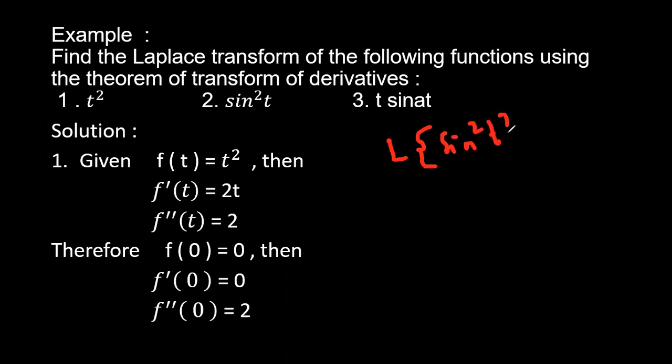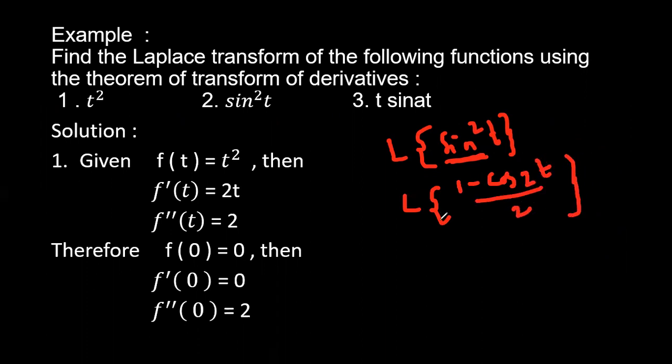Similarly, Laplace transform of sine square t. For this, we don't have the formula. We have the Laplace transform of sine at, but not for sine square t. So we have to convert this in terms of cos, that is 1 minus cos 2t by 2. Then you apply the individual Laplace transform, and directly you can get the final answer in the S domain.